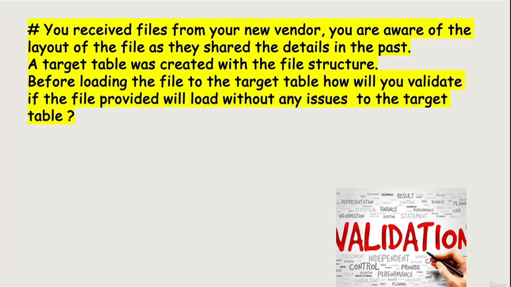You received files from your new vendor. You are aware of the layout of the file as they shared the details in the past. A target table was created with the file structure. Before loading the file to the target table, how will you validate if the file provided will load without any issues to the target table?